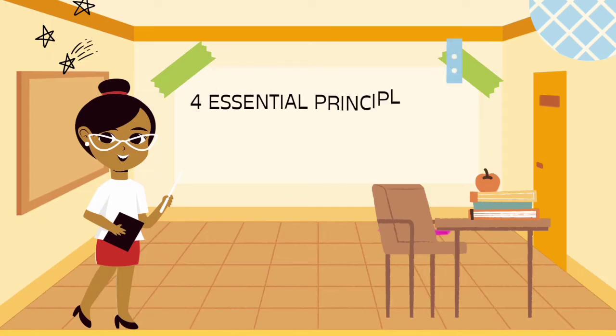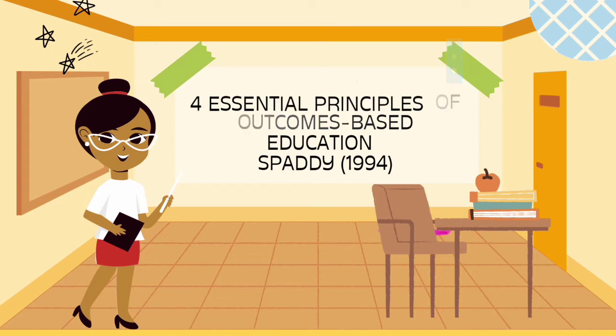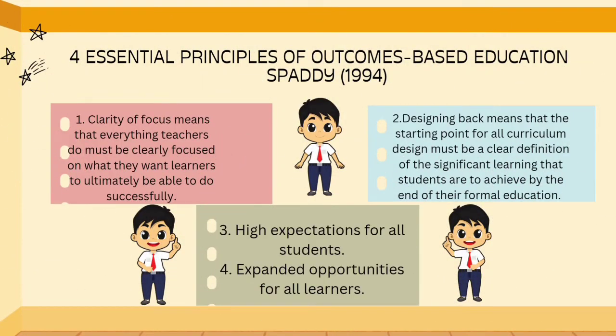Now moving forward, according to Spady in 1994, he identified 4 essential principles of OBE. These are: number 1, clarity of focus. This means that everything teachers do must be clearly focused on what they want learners to ultimately be able to do successfully. Second, designing back.